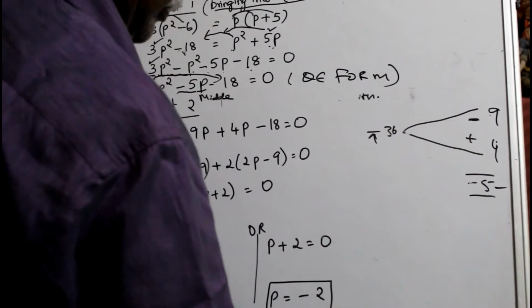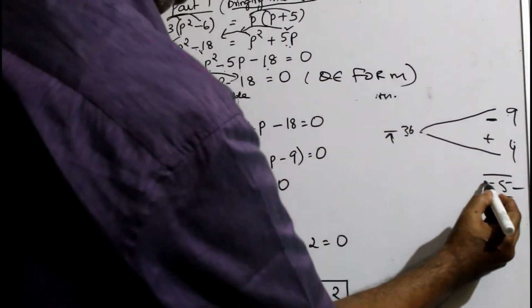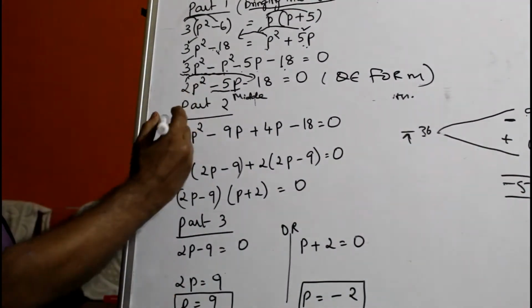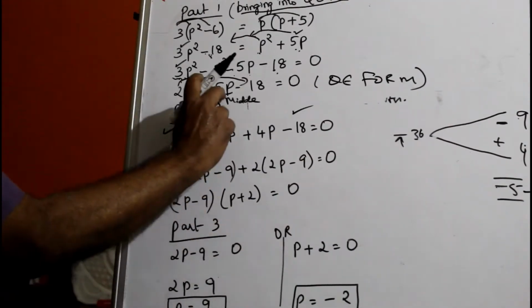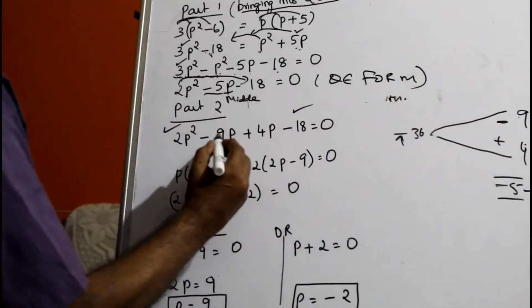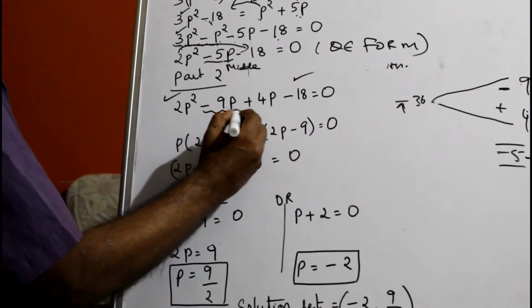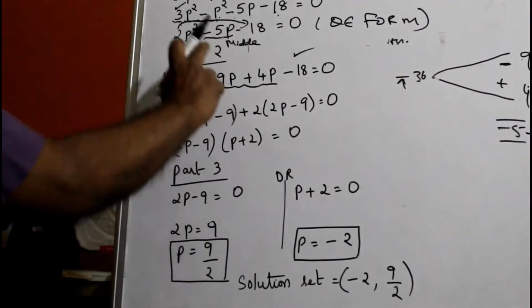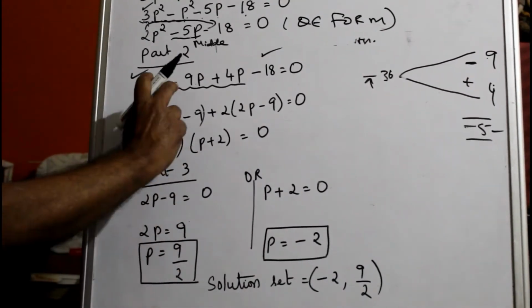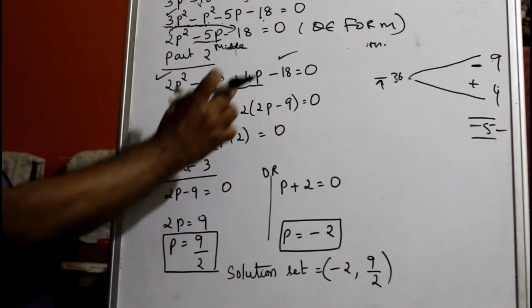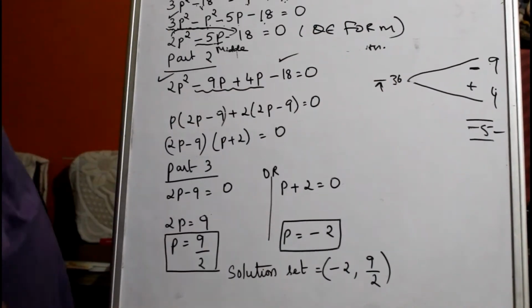So now you have to split the middle term. Don't disturb the first term, write the first term and last term as it is. This middle term should be split like this. It will become minus 9p plus 4p. So the middle term is split now. We are not changing the problem. If you add this, you get this again. That is why it's called splitting the middle term.